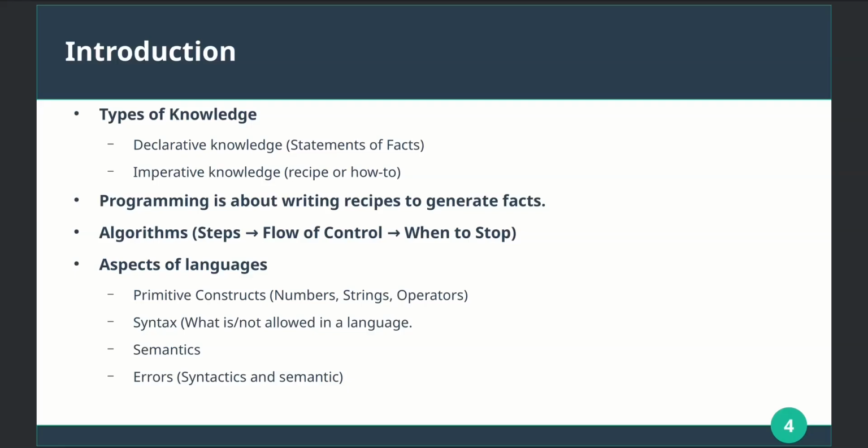Then we'll look at syntax. What is syntax? The syntax is simply the rules governing how we write our program code. It is just like grammar in the English language. Next thing is the semantics. The semantics has to do with the meaning of our program code. Lastly, we are going to be talking about errors, which can be syntactic errors or semantic errors.